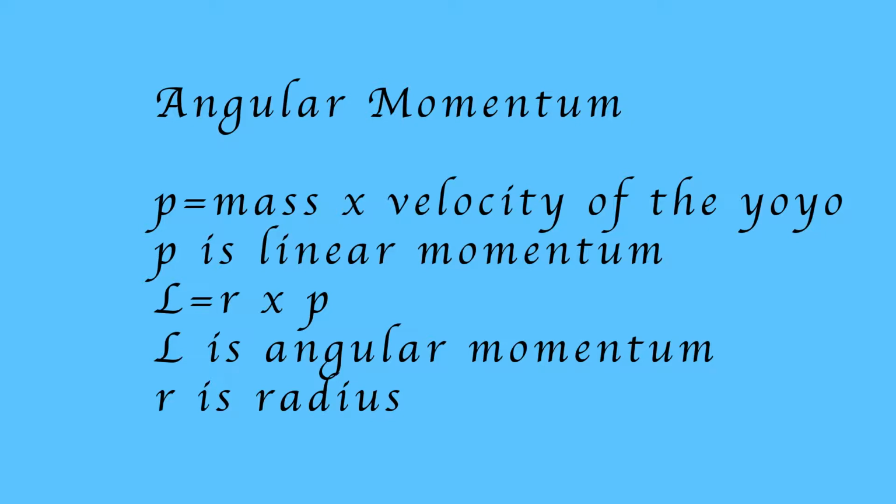In order to calculate angular momentum, we need to first calculate linear momentum. The equation for linear momentum is P equals mass times velocity. Once linear momentum has been calculated, P will be used to calculate angular momentum. Angular momentum is L equals R times P. R is the radius of the string, P is linear momentum.